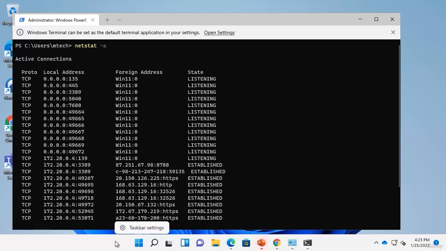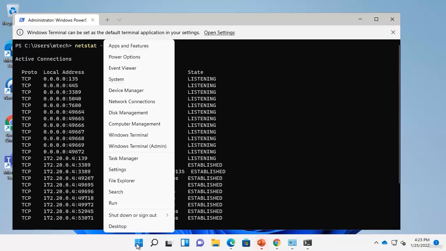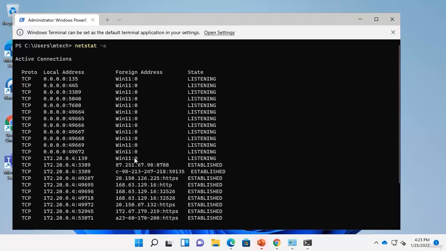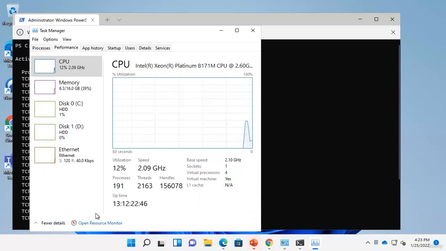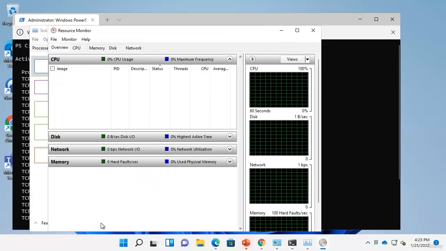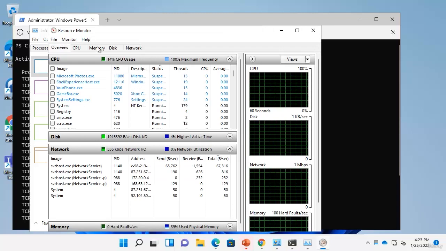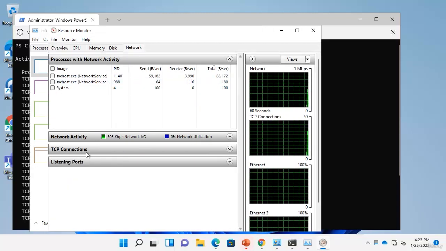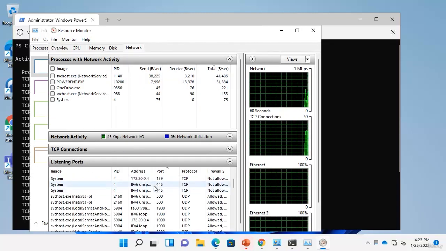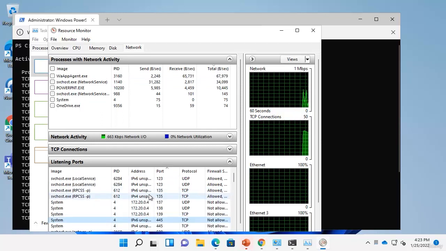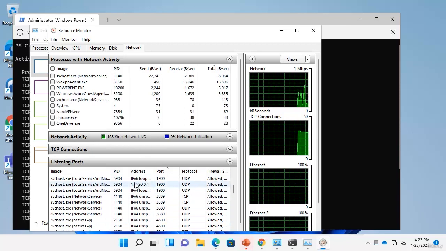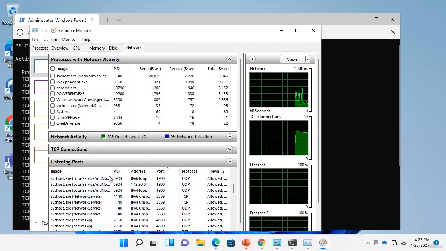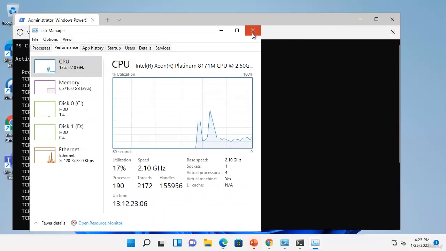Another way to see that is to go and look in Task Manager. Task Manager, Performance, and then Open Resource Monitor. And on the Network tab, you'll be able to see the same thing: listening ports, and if anybody is connected, who is connected. So again, it's just a way to identify that these port numbers are actually being used.